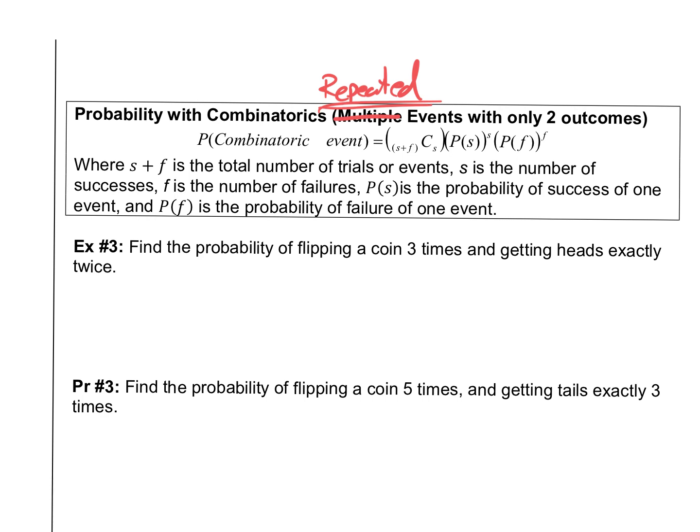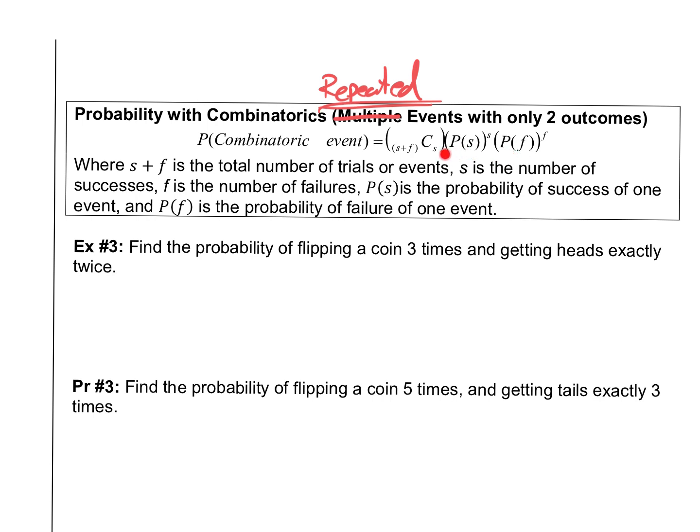And what does all this mean? Okay, well, S is your number of successes, and F is your number of failures. P of S, that means probability of success. So you have to figure out what's the probability of success in one situation. They'll usually give you that. And therefore, what's your probability of failure?